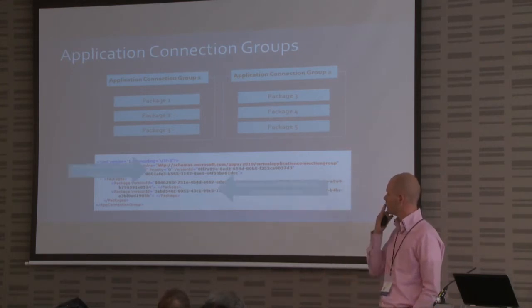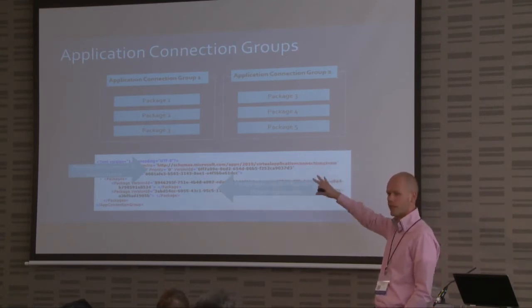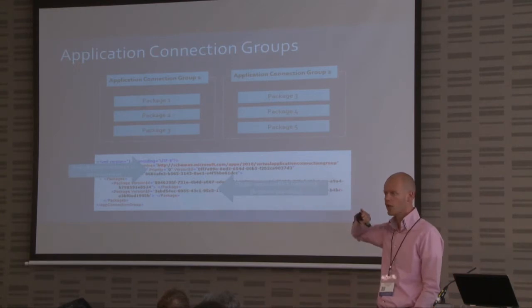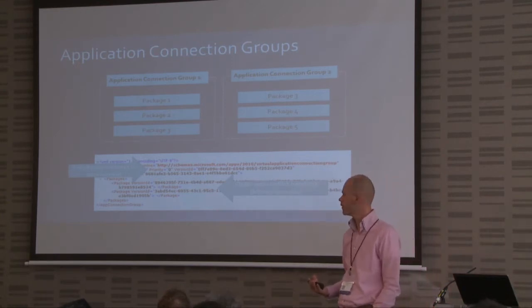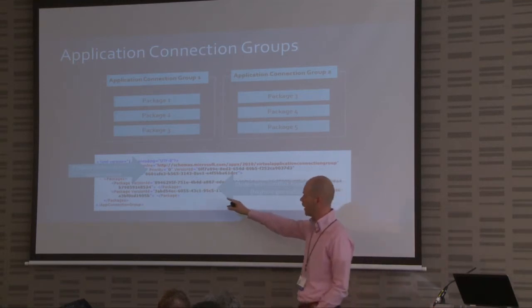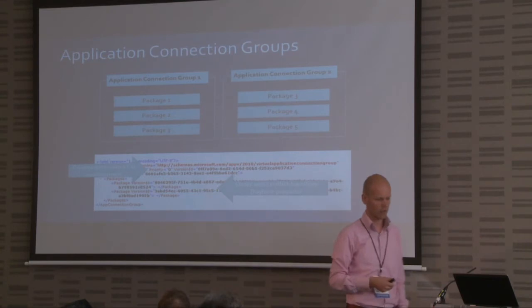Another thing, if you look at the example here, I have two connection groups and I have an application package that is part of two connection groups. What happens if I start that application? In which connection group will it be part of? So basically that is part of the priority that you can set inside the XML file of the connection group.